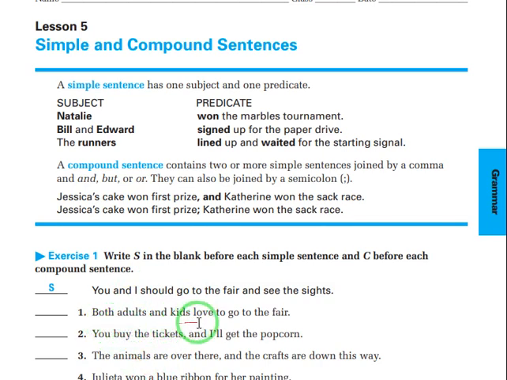Both adults and kids love to go to the fair. Again, here we have a compound subject and one simple predicate, so this doesn't make a compound sentence. You buy the tickets and I'll get the popcorn. The conjunction is and. Before and, we have you buy the tickets, which is a complete sentence, a simple sentence. After and, I'll get the popcorn. This is also a simple sentence. There's a subject and there's a predicate. We joined these two sentences together with a conjunction, which is and, preceded by a comma. Then, this is a compound sentence.